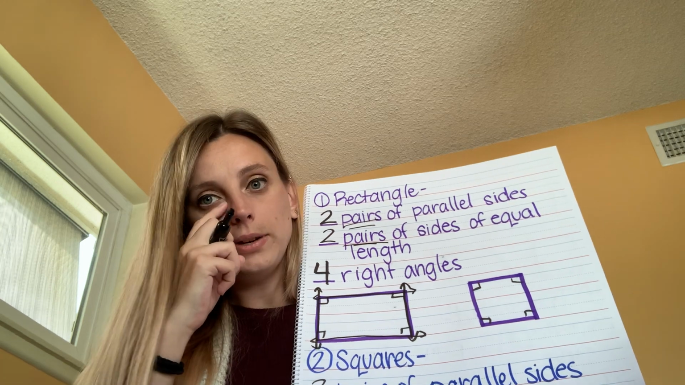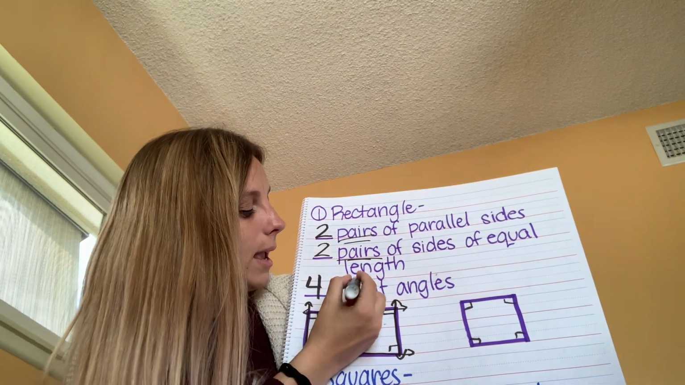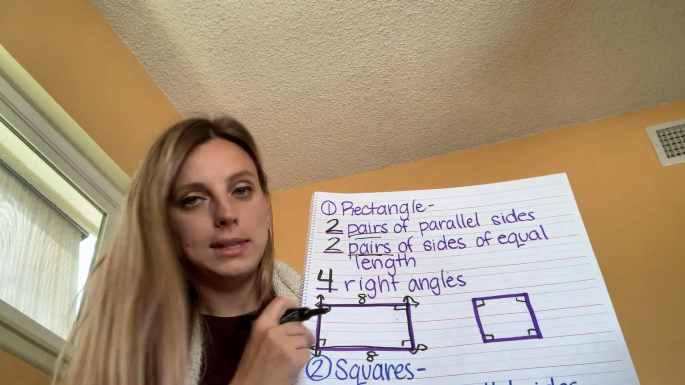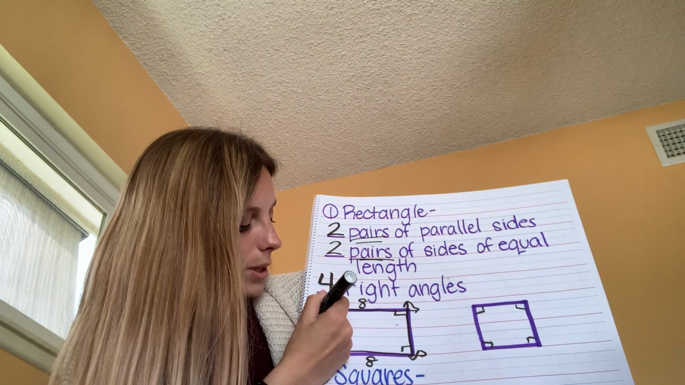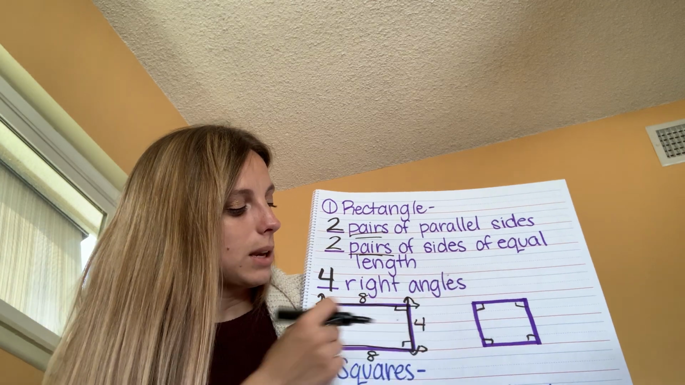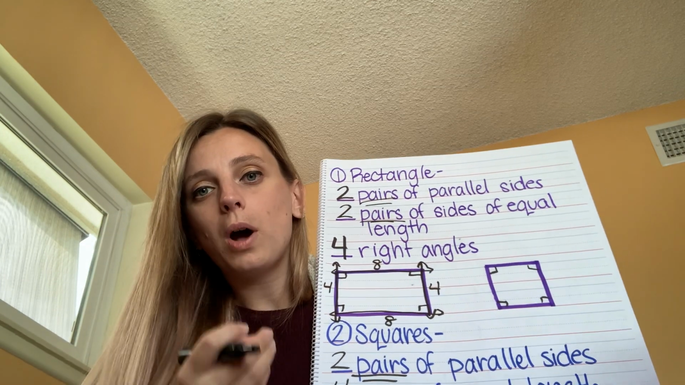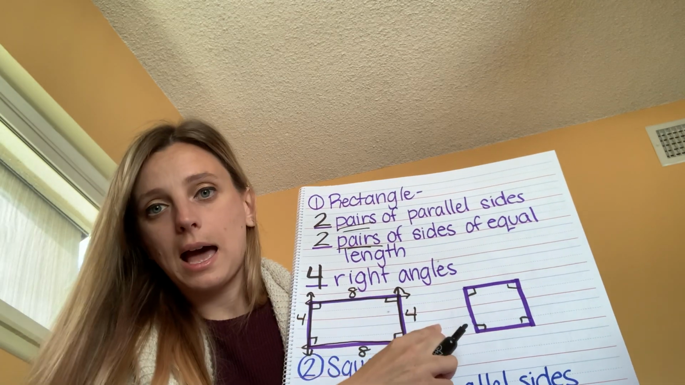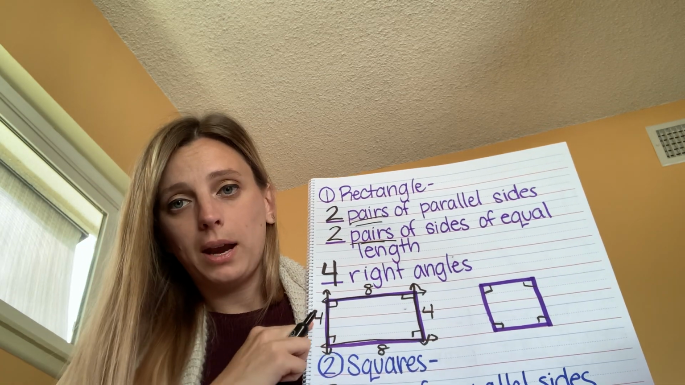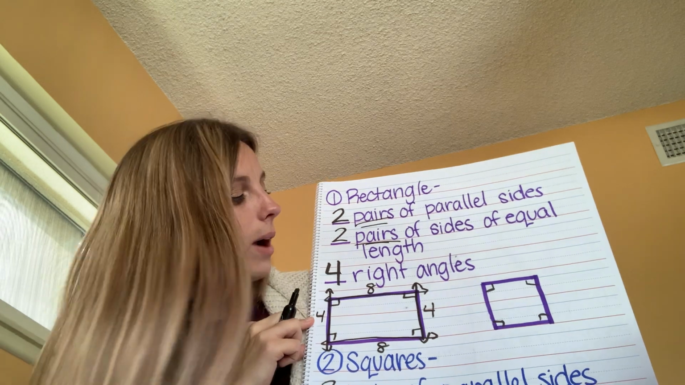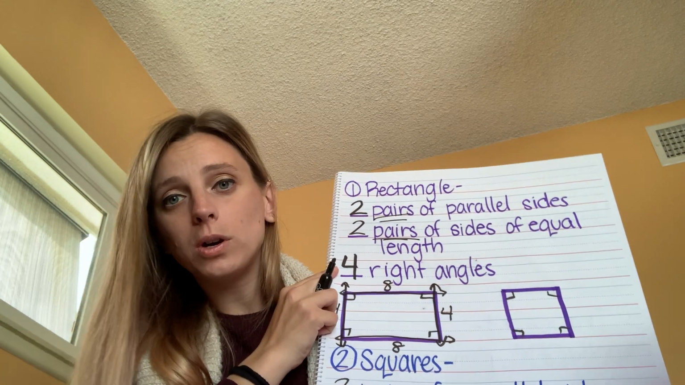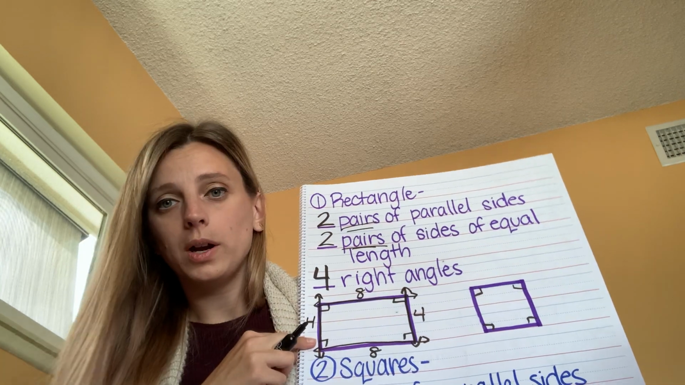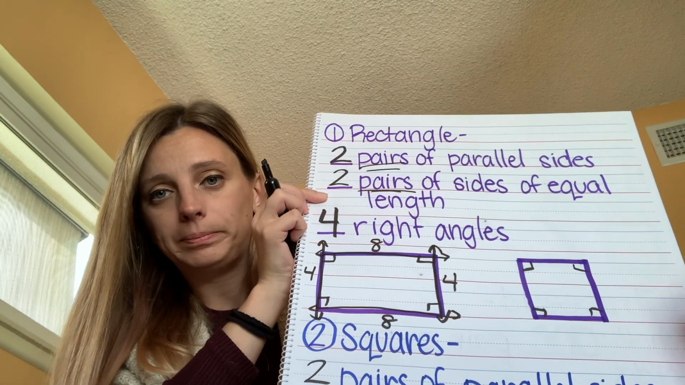Now that doesn't mean that every side is equal. What they're saying is that if this side is 8 centimeters, then this side would also be 8 centimeters. And if this side were 4 centimeters, then this side would be 4 centimeters. So for a quadrilateral to be a rectangle, it has to have a matching side that is parallel. All right? Finally, they have 4 right angles. They meet at these nice L-shaped corners called right angles.